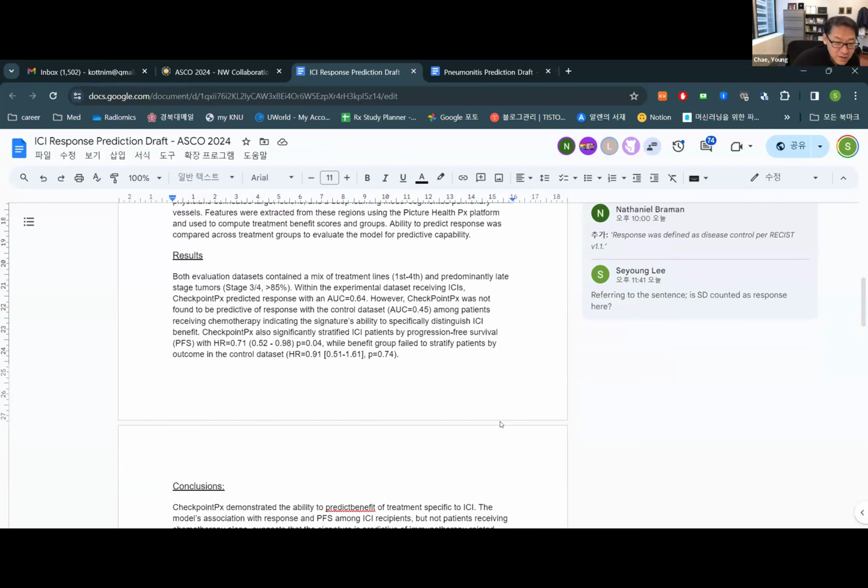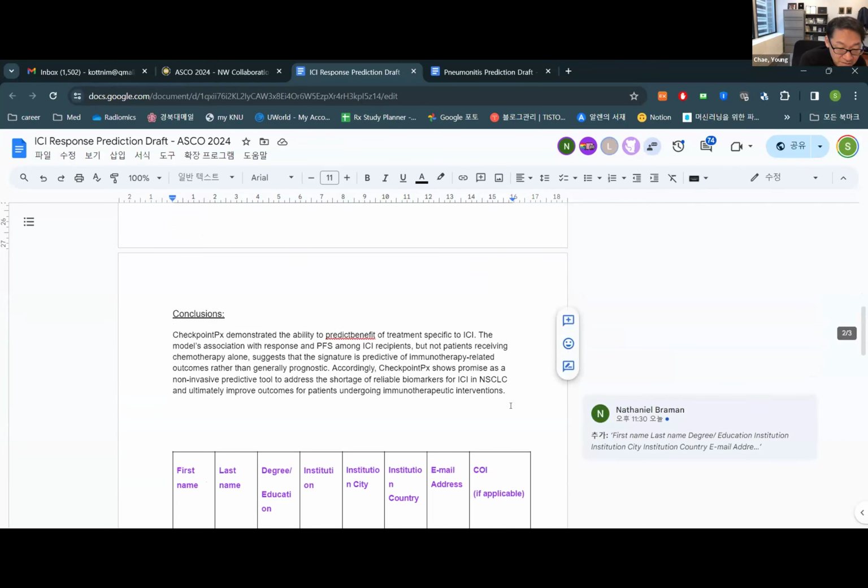Okay, that was pretty short results. Okay, go down. Demonstrated the ability to predict the benefit of treatment, specific to response and PFS amongst ACM CPNs, but not patients receiving chemotherapy. That the signature is predictive rather than generally prognostic. Non-invasive predictive tool to address shortage of reliable biomarkers for ICI non-small cell, improve outcome for patients undergoing immunotherapy interventions.